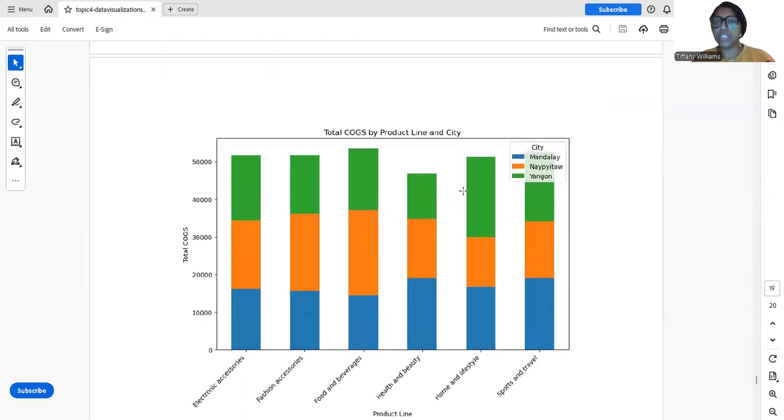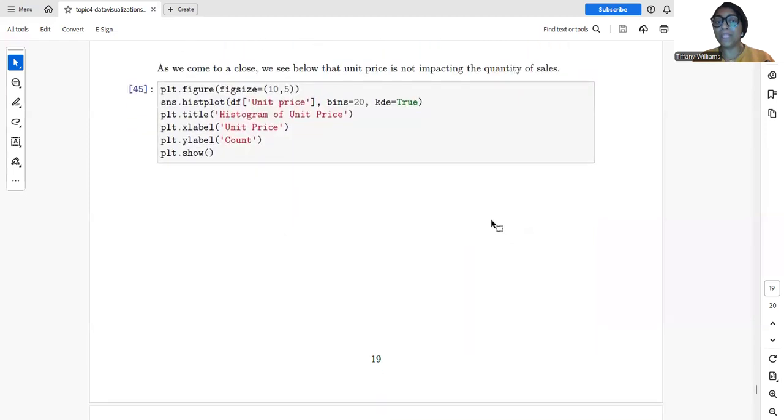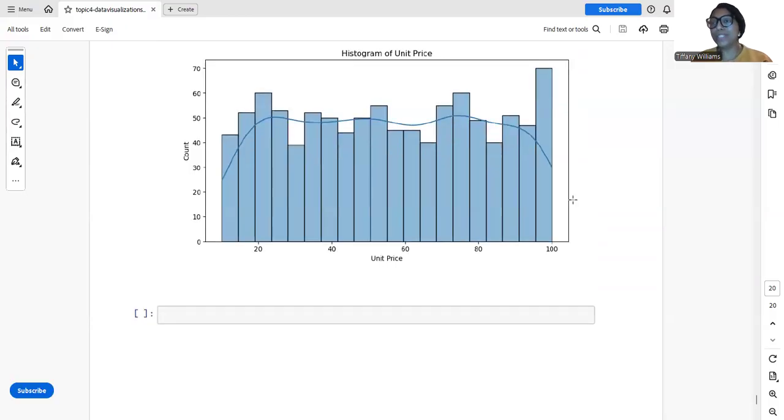And looking at cost of goods sold, we see that in the home and lifestyle section, Yangon is really doing well. So if anything is coming down the pipeline for home and lifestyle, I would recommend putting it at Yangon. And lastly, we see that the histogram shows that the unit price is not affecting the transactions. As the unit price goes up, the transactions stay pretty normal. And even at the peak, as the unit price increases to the highest point, that's actually where we have the most transactions. So if I had to give a report, it would look something like that.